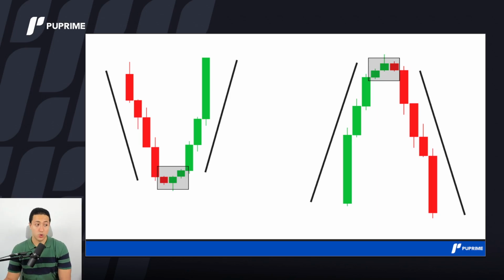Okay guys, you will need to start preparing yourself, because I will need to test you again right now on a real chart. But let me explain this quickly. So this is the leg out, it's a strong rally. This is the leg in, it's a decline.